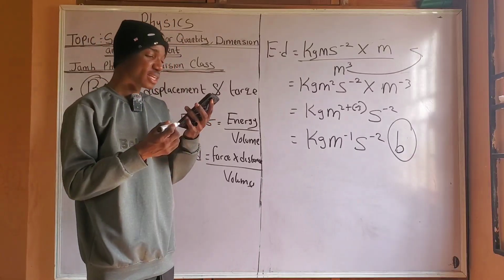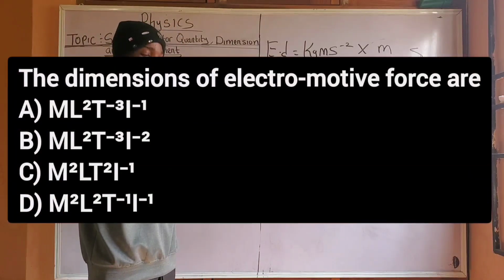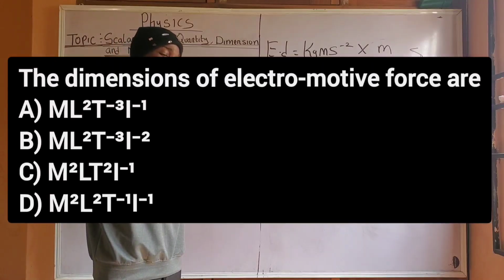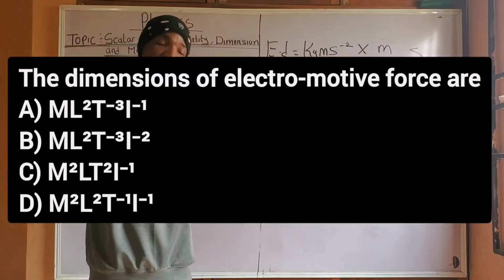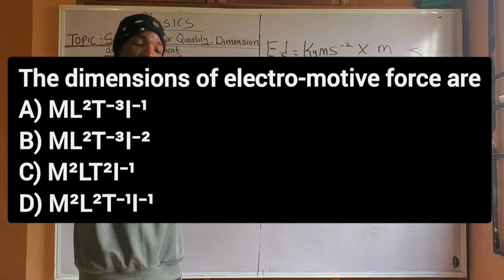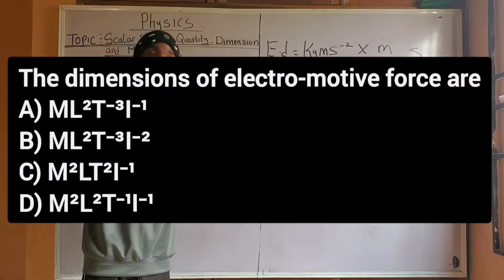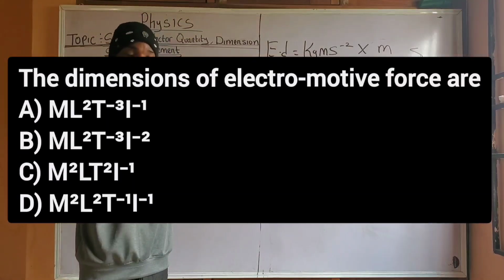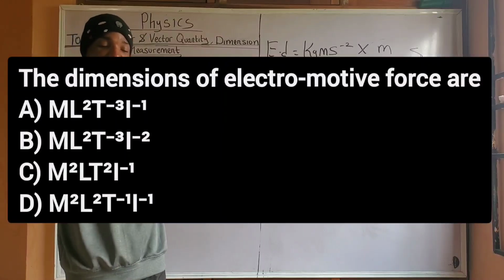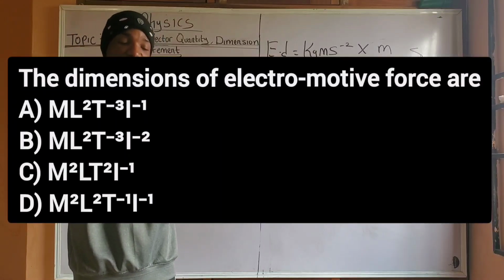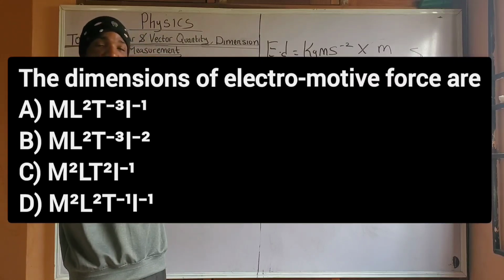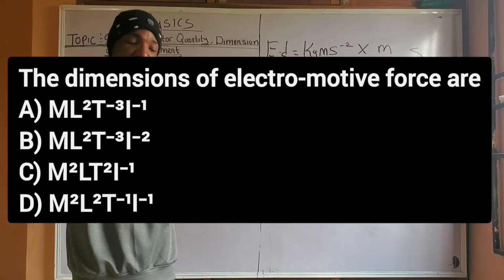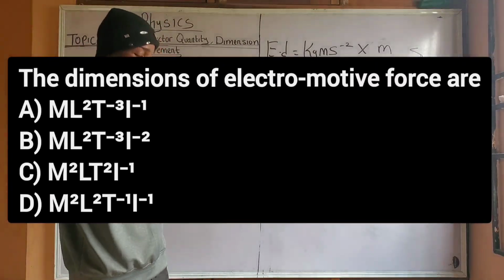Now, let us look at the next question. The dimensions of electromotive force are: A, ML squared T raised to the power of -3 I raised to the power of -1. B, ML squared T raised to the power of -3 I raised to the power of -2. C, M squared L T raised to the power of 2 I raised to the power of -3. D, M squared L squared T raised to the power of -1 I raised to the power of -1.